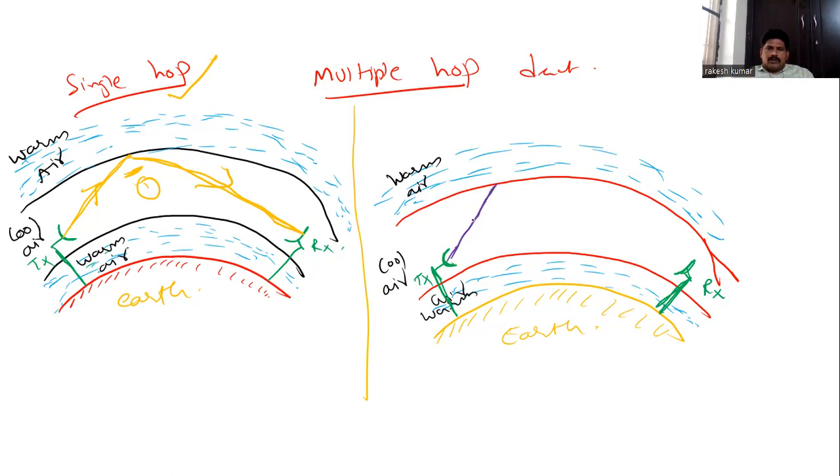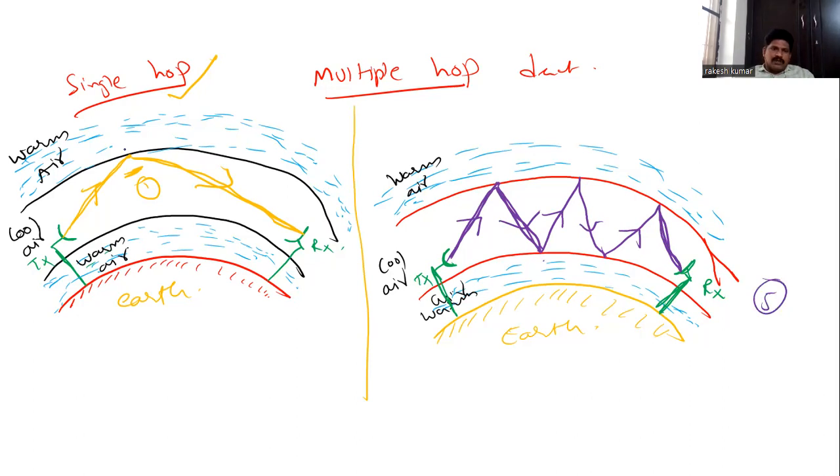Now this radio transmission wave travels through the cool air and touches the warm air. So whenever the signal goes from cool air to warm air, it faces reflection back. Again here it comes to the warm air, again reflection takes place, and finally it reaches the receiver. Okay, so how many reflections take place here? 1, 2, 3, 4, 5. Five reflections take place here.